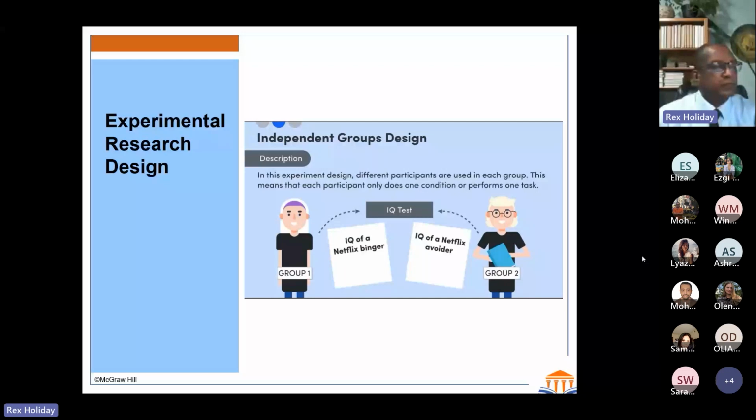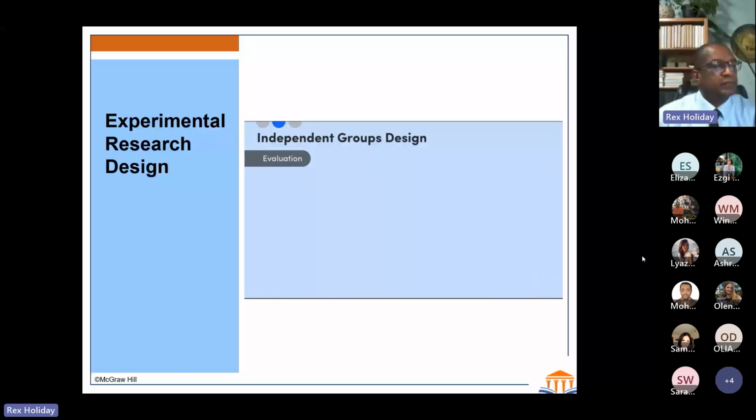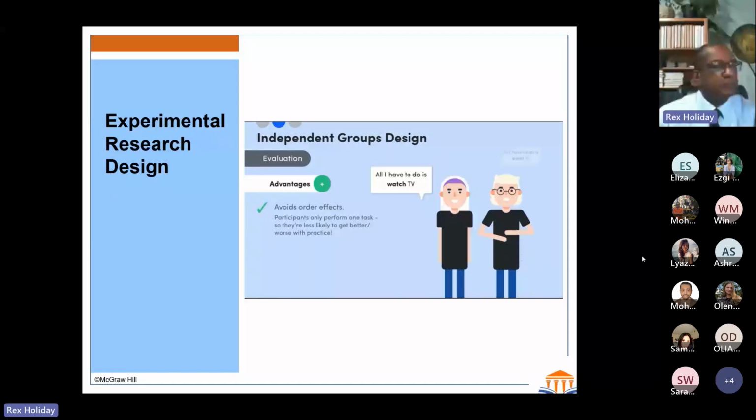Again, we can't just leave our experimental design here. Let's have a look at the evaluation. First, the advantages. This time, we avoid order effects. Because participants only take part in one condition, they can't get tired or get better through practice. Next, we can also say that there's less likely to be demand characteristics. Because they only do one task, there's less of a chance that they'll catch on to the aim of the experiment. And what are the disadvantages?